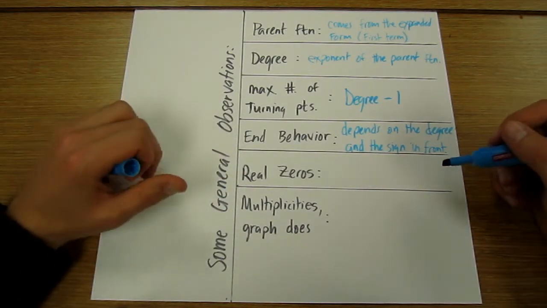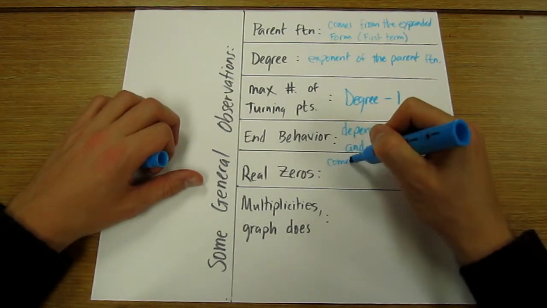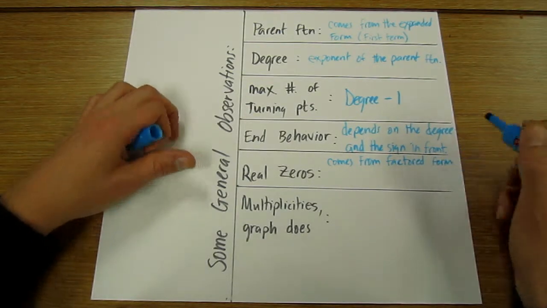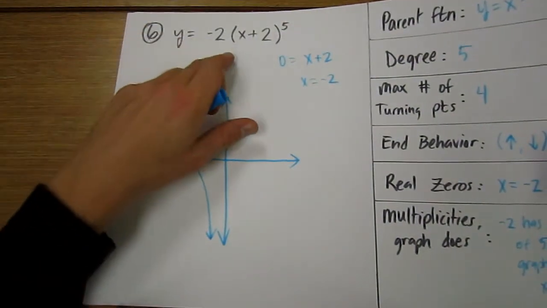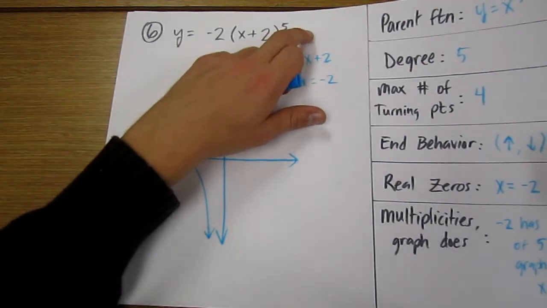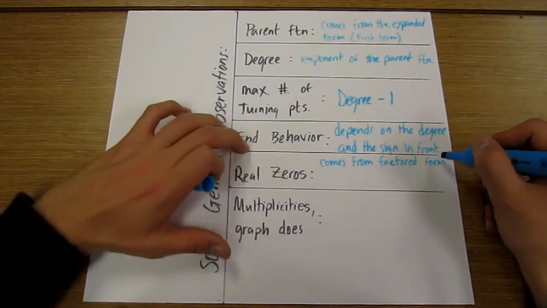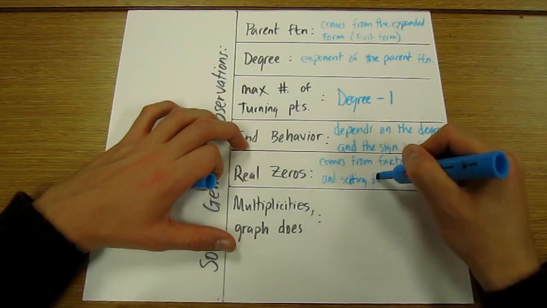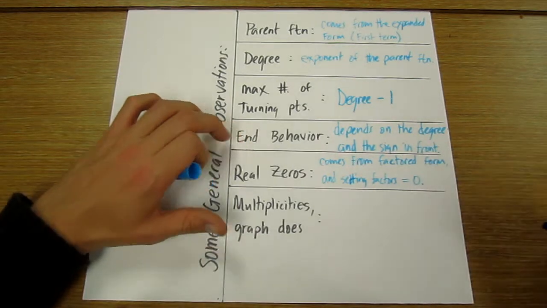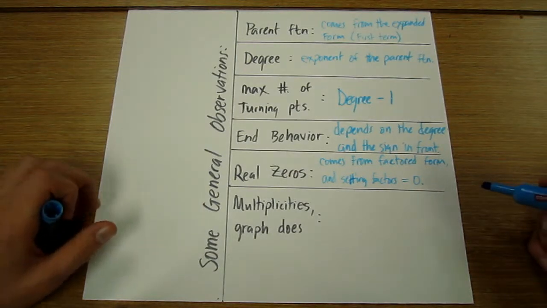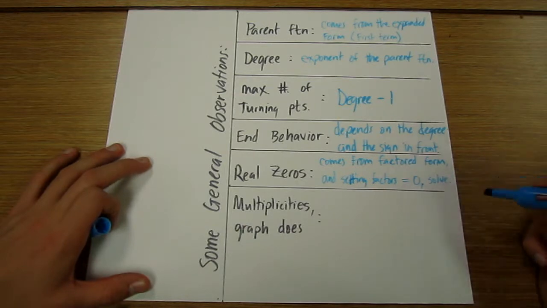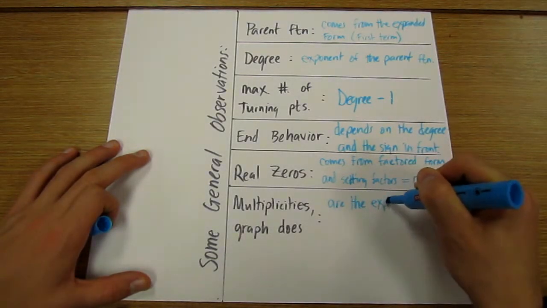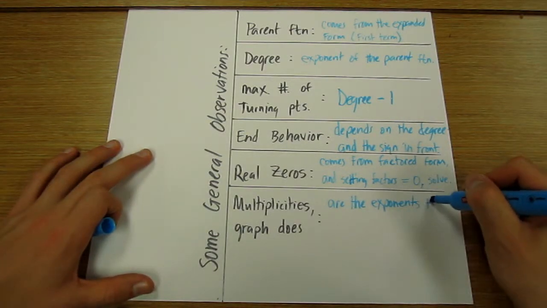For our real zeros, this occurs from factored form. Our factored form is when we have factors, if you can see it here, listed as factors. It's not in factored form if we're adding things on the end, so we have to remember that. So our real zeros come from the factored form, setting factors equal to 0 and solving them. Multiplicities are the exponents that go with the zeros or the factors.